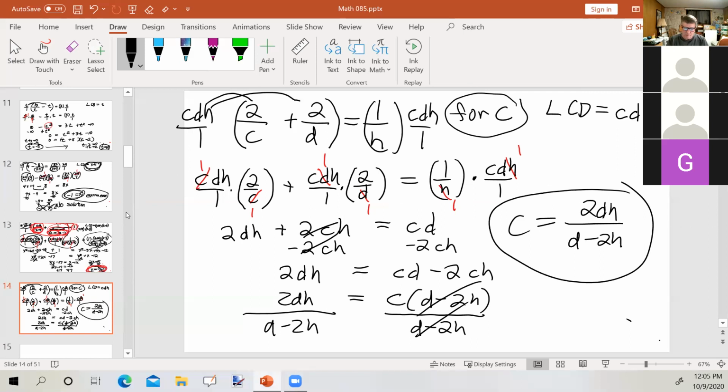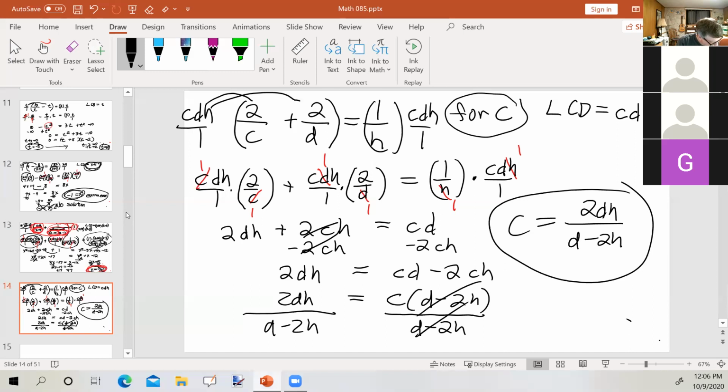So what did I do? First, I cleared all the fractions. Then I collected all the terms with C on one side of the equation, all the terms without C on the other side of the equation. Then I factored out the C so that I could then divide both sides by what was left over, that D minus 2H. Any questions on this problem? No. All right.